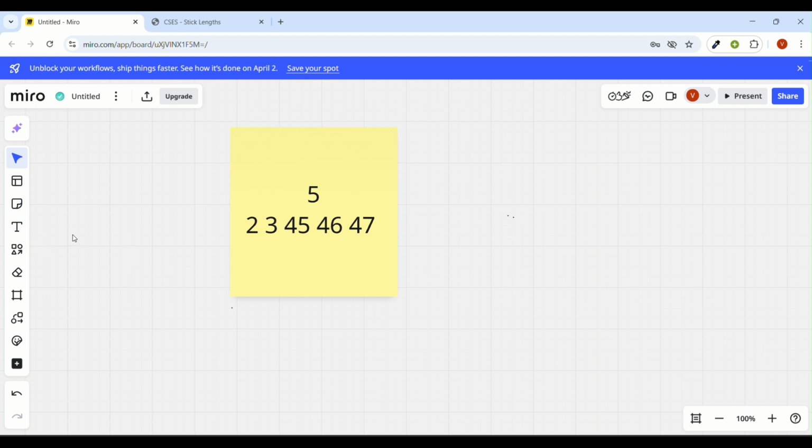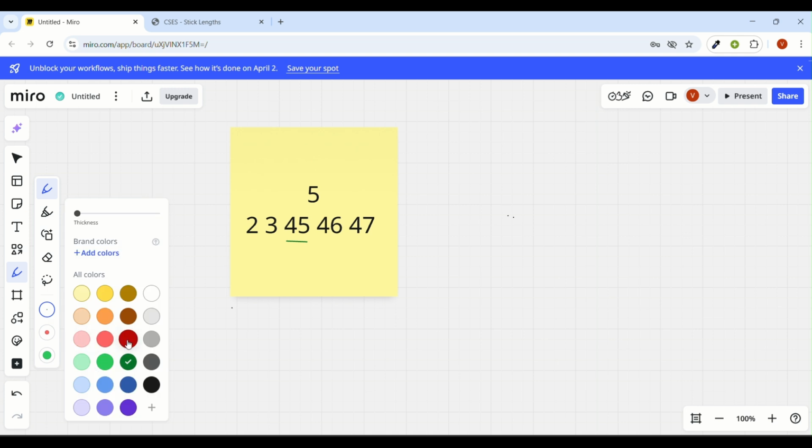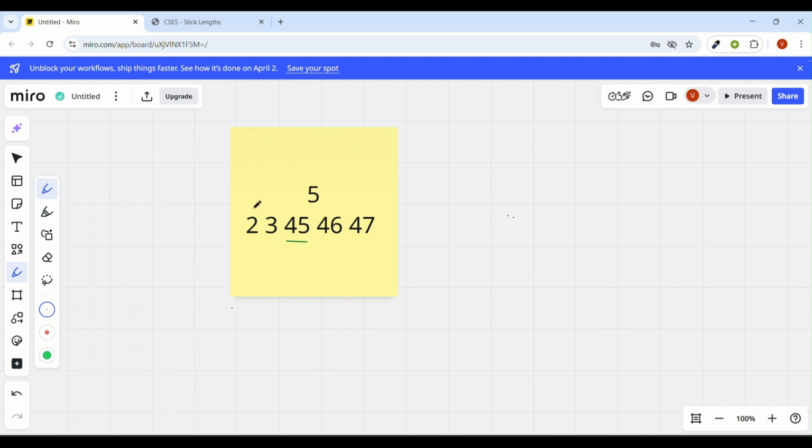So let's take this test case. Now in this test case, let's say I am saying that the best answer is 45. Firstly, I am not saying the answer, but basically the best stick length, which would be 45. So 45 will give us the best answer.